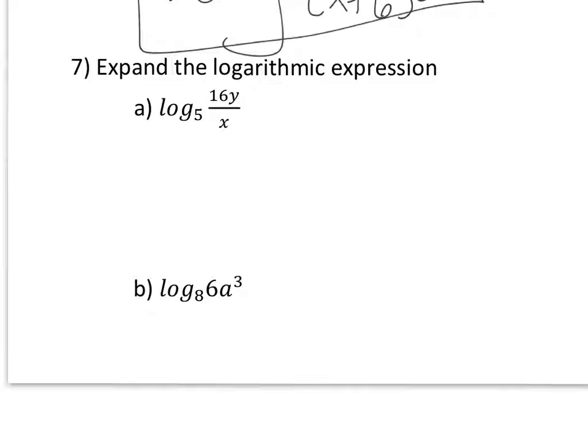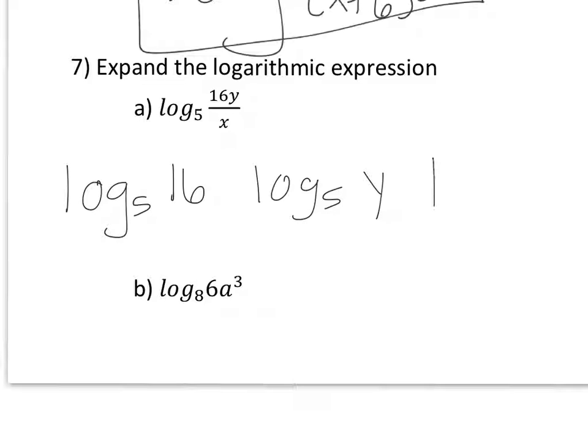So I'm going to be writing log base 5 three times. Log base 5, my first thing is 16. Log base 5, my other thing is y. Log base 5, x. And now I should see, do I have any exponents? Exponents go in front. I don't have any exponents, so I'm good there. 16 is positive, it's on top, so that stays positive. Y is positive, it's on top, so that becomes a plus. I am dividing by my x, so that's like subtracting. So that's all that is there.